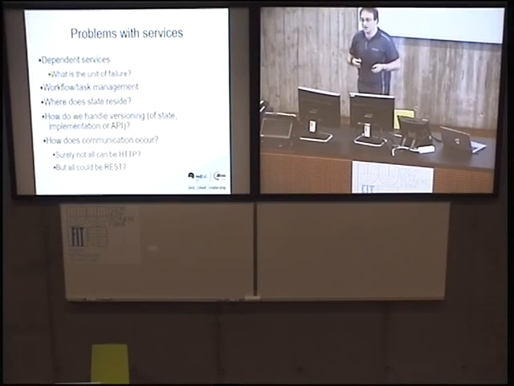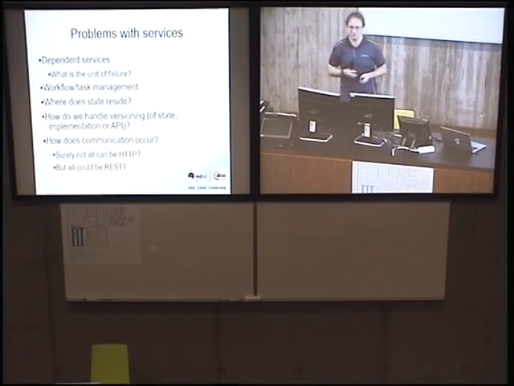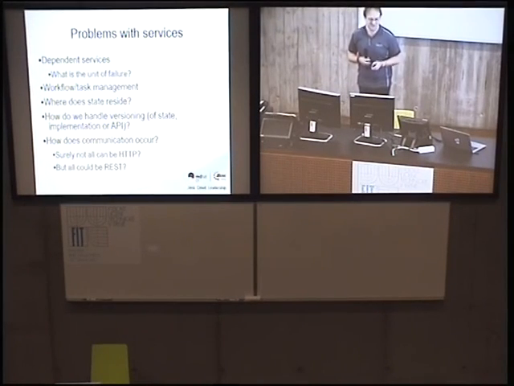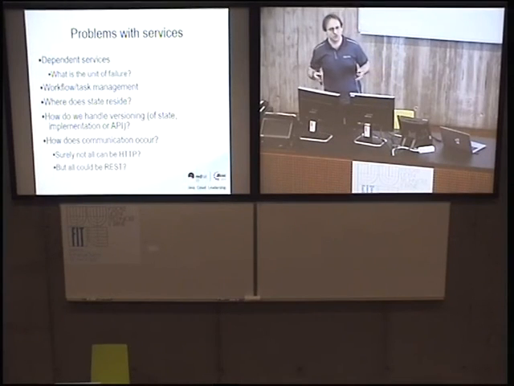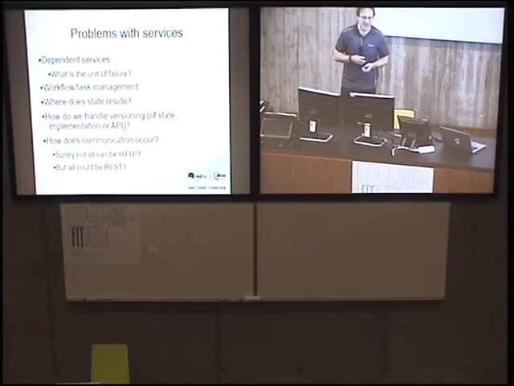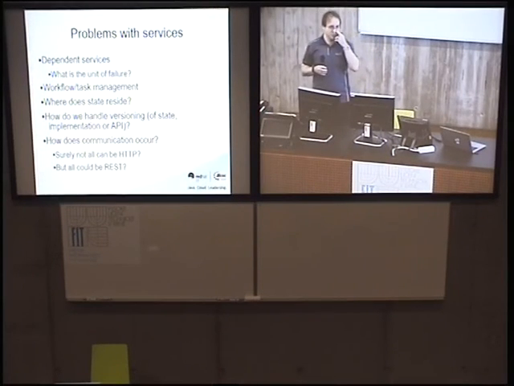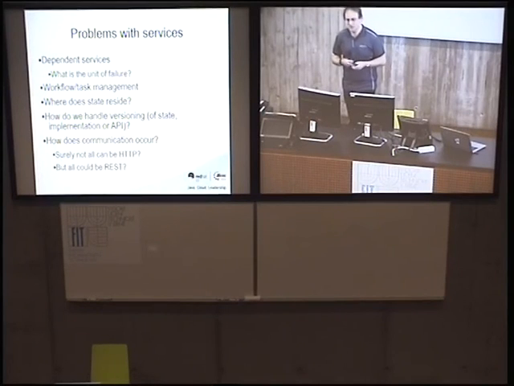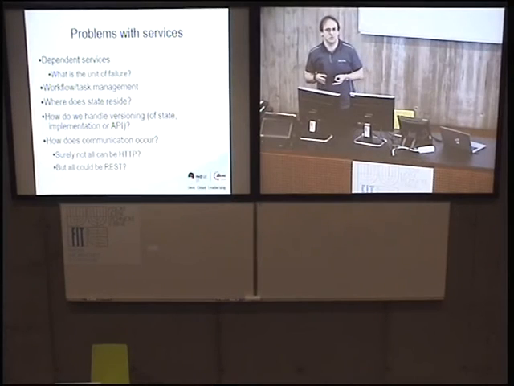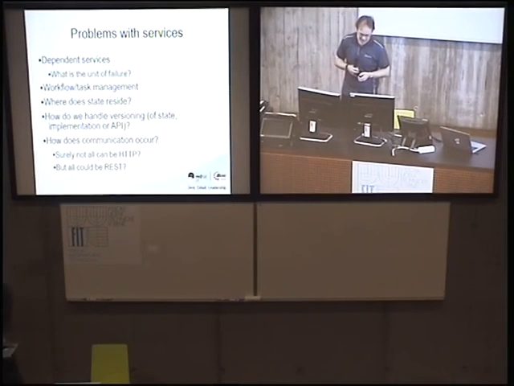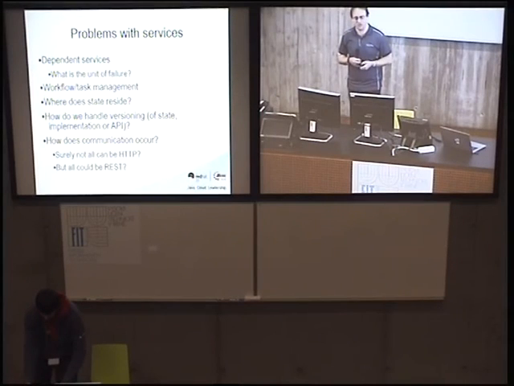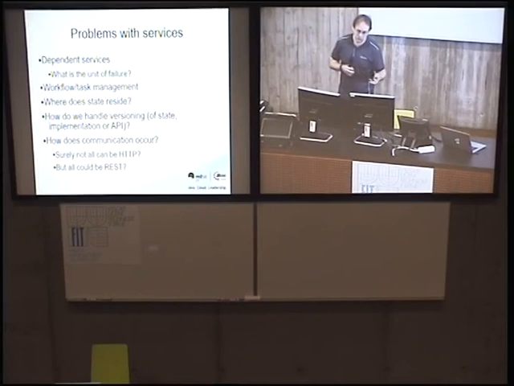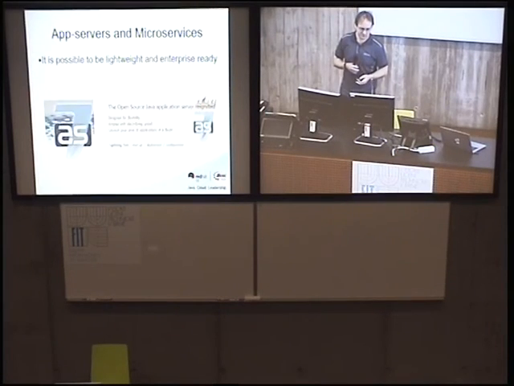Things like where does state reside? Am I out of time? All right, I'll take 10 seconds. How do we handle versioning of state and services, API management, and how does communication occur? We hear lots of people talking about HTTP or REST. Probably REST more than HTTP. Remember that REST does not require HTTP. But again, this is something that we need to look at, and I think things like AMQP and AMQ can really help with microservices.